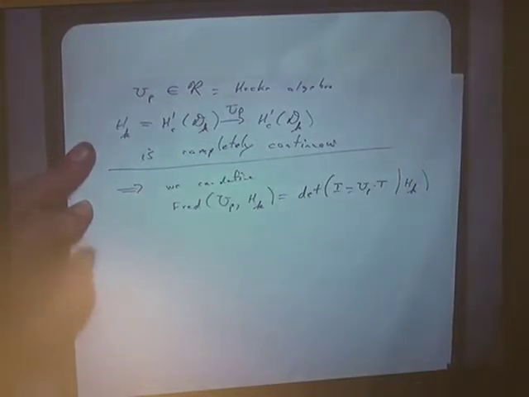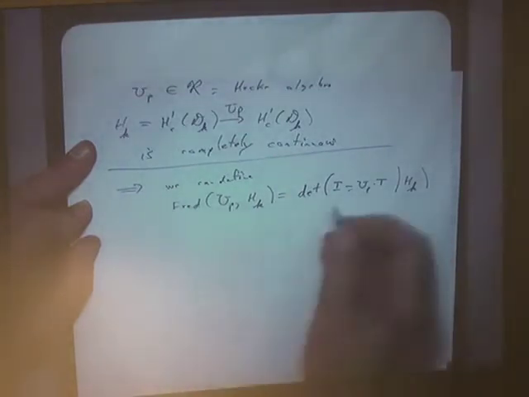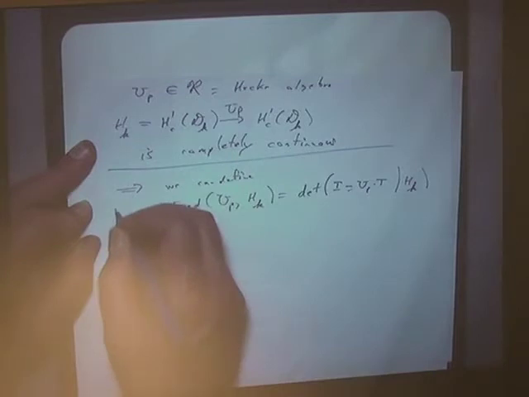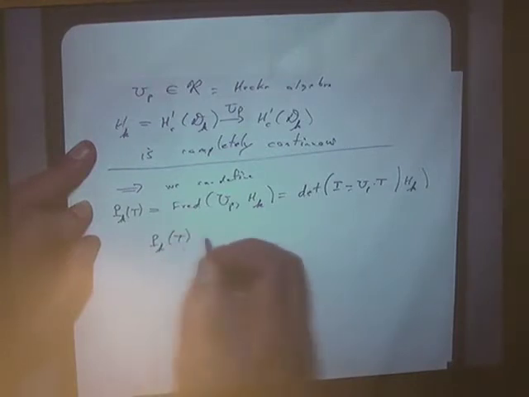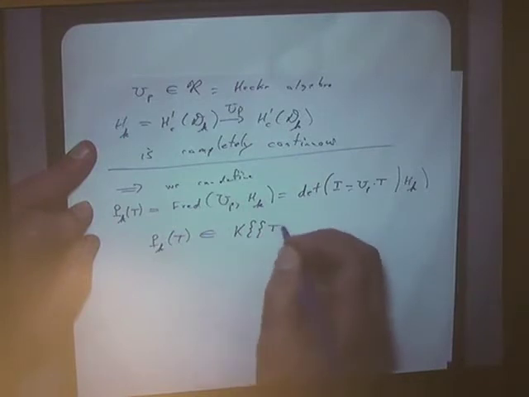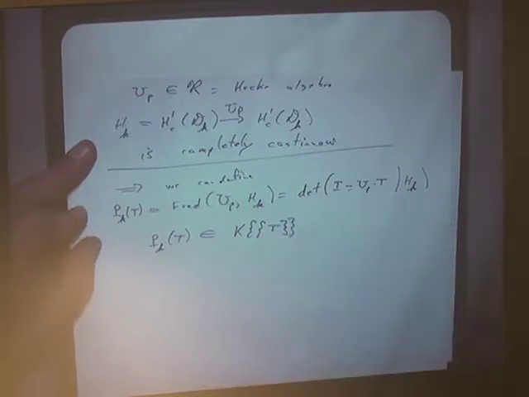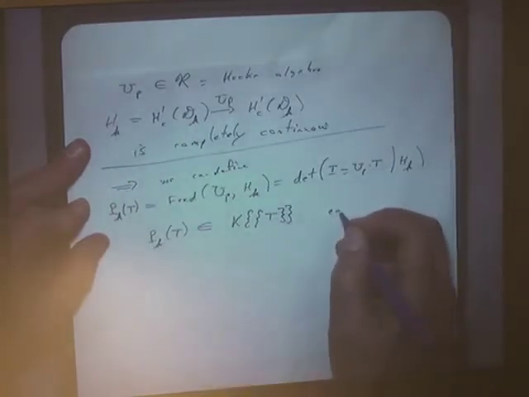The fact that this is a limit of finite rank operators means that you can make sense out of this determinant. It becomes a power series, which is well defined. I call it P sub K of T. P sub K of T is a power series with coefficients in K, and I'm using curly brackets around the T just to remind you that in fact these are entire.